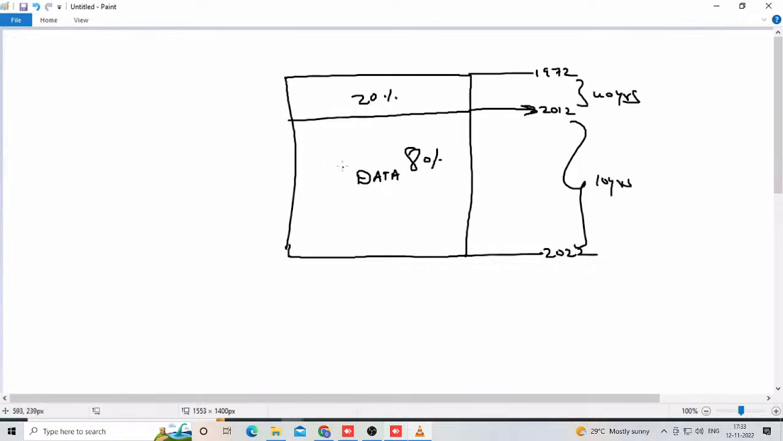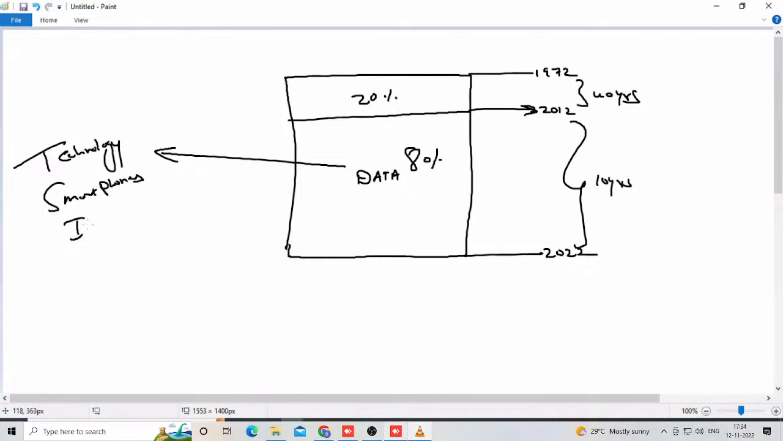What are the reasons for this huge data generation, especially in the last 10 to 15 years? Because of the usage of technology, the usage of smartphones, and the usage of the internet has increased a lot, right? And the usage of smartphones has increased technology also, because of which huge data is getting generated.